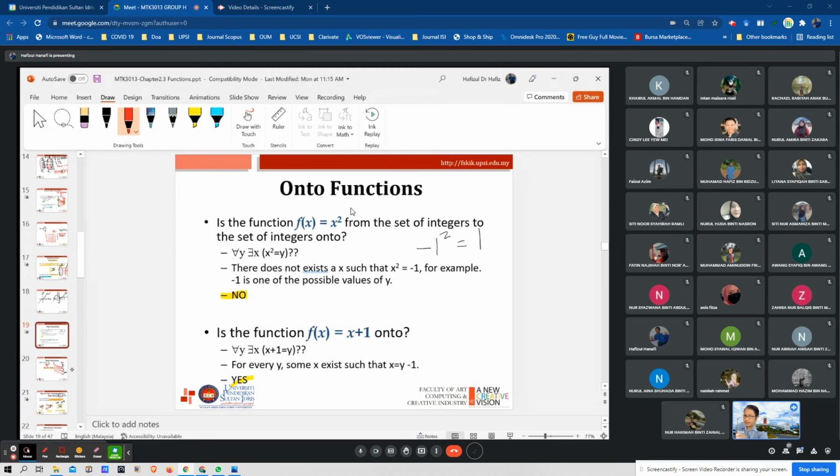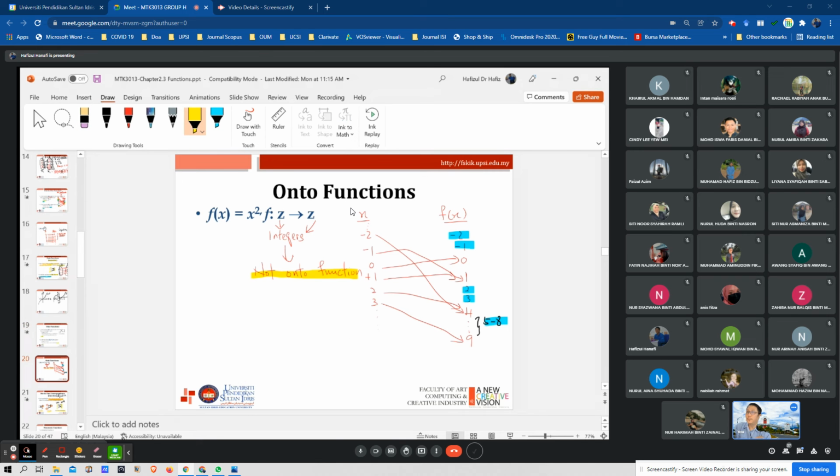Okay, and then is it an onto function? No. Okay, is the function f(x) = x + 1 an onto function? Yes. For every y, some x exists such that x equals y minus 1. Because it must be in the range, equal to the range. Okay, for example here, not onto functions.